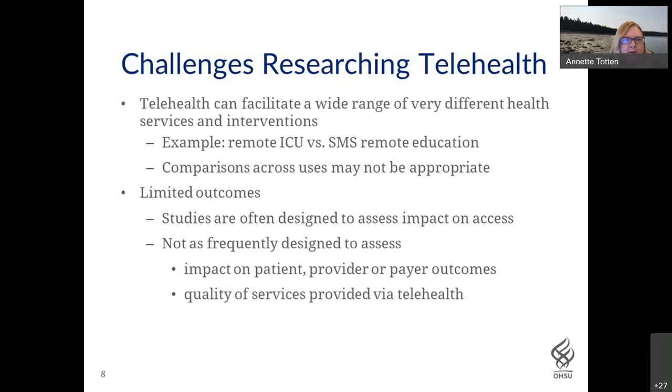Another key challenge has to do with the outcomes. As we also have discussed through this workshop, one of the considerations in rural telehealth is access, and telehealth is proposed as a way to improve access. But access may or may not be enough, and that's something we need to decide. And if access isn't sufficient, then studies need to include outcomes that are appropriate for the type of telehealth intervention. If you could go to the next slide.